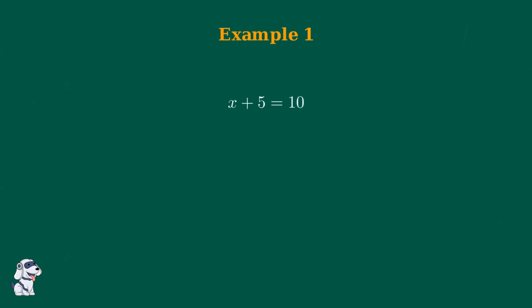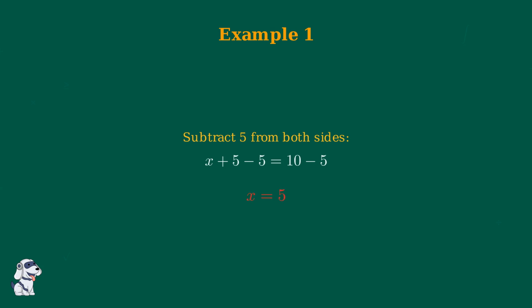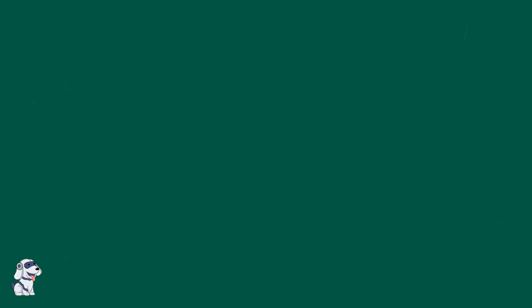Since 5 is being added to x, we use the inverse operation, subtraction. We subtract 5 from both sides of the equation. On the left side, x + 5 - 5 gives us just x. On the right side, 10 - 5 equals 5. Simplifying both sides, we get x = 5. Let's check our answer by substituting 5 back into the original equation. 5 + 5 = 10. That's correct.